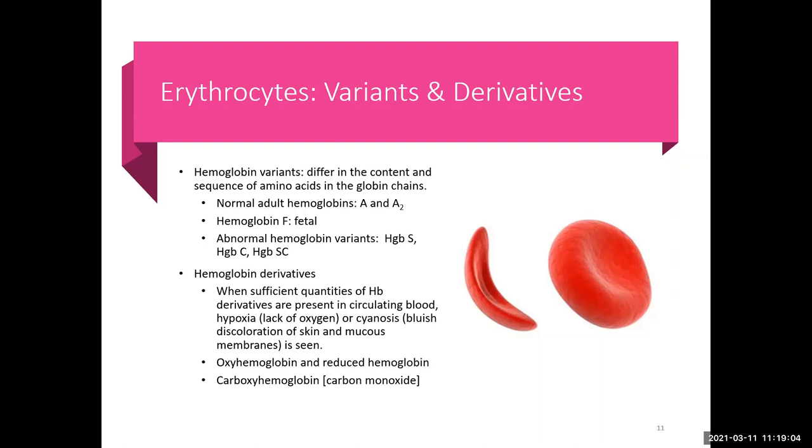Oxyhemoglobin and reduced hemoglobin are examples of this. And then something you might be familiar with is carboxyhemoglobin, when someone has carbon monoxide poisoning. So if the correct hemoglobin is not circulating, this is where you could come into a lack of oxygen and cause the cyanosis, which is the bluish discoloration.